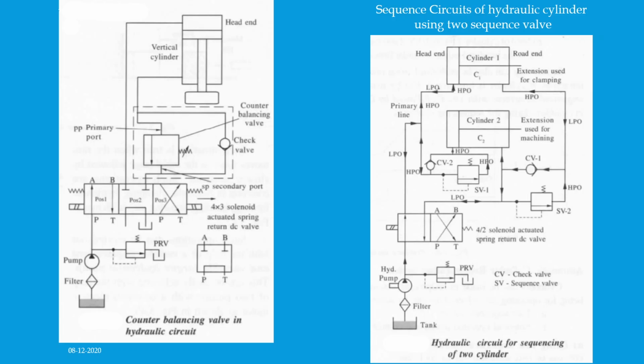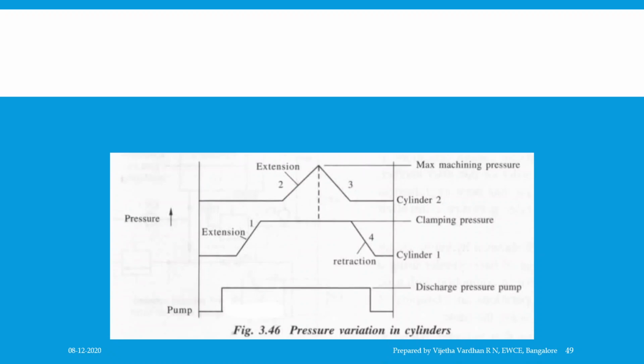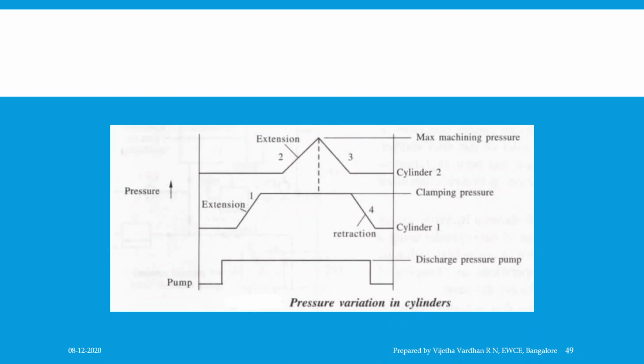Now sequencing can also be performed using one sequence valve, provided the sequence of retraction of the cylinders is immaterial. But by using two sequence valves, even retraction is sequenced in reverse, that is, C2 is followed by C1, and the respective pressure variation in the cylinders during the sequence operations can be seen in this particular slide.